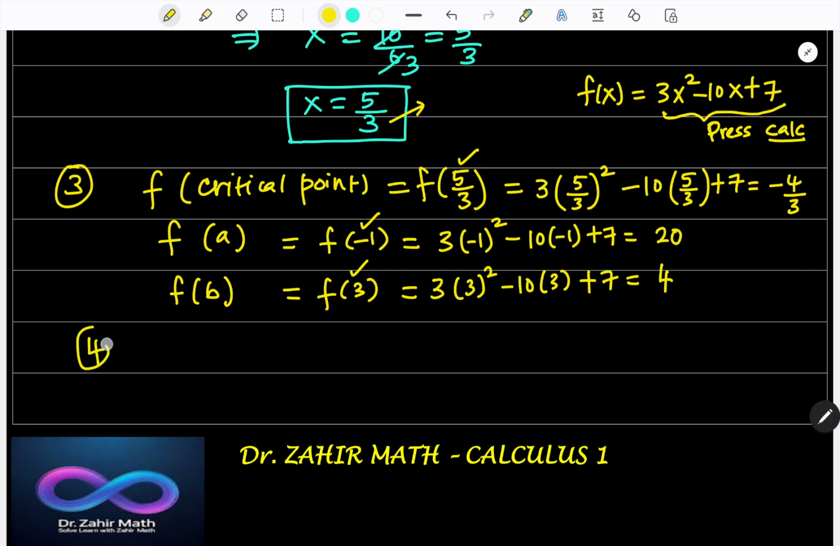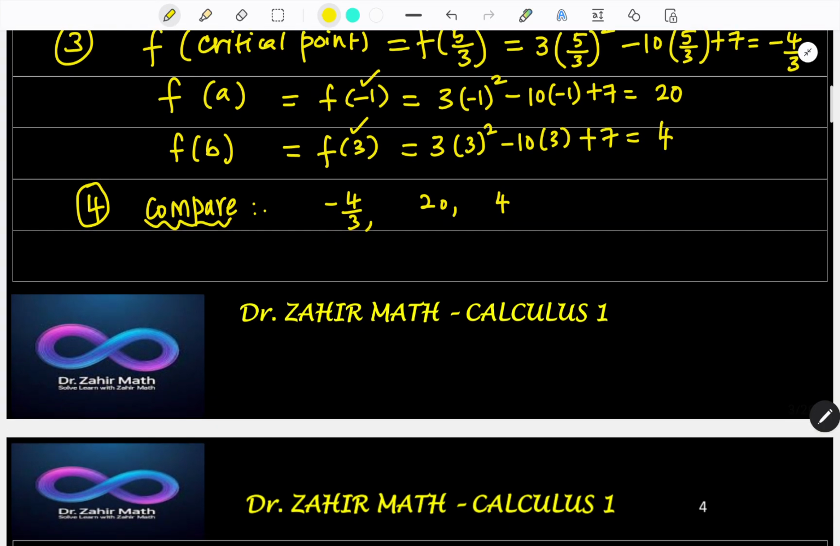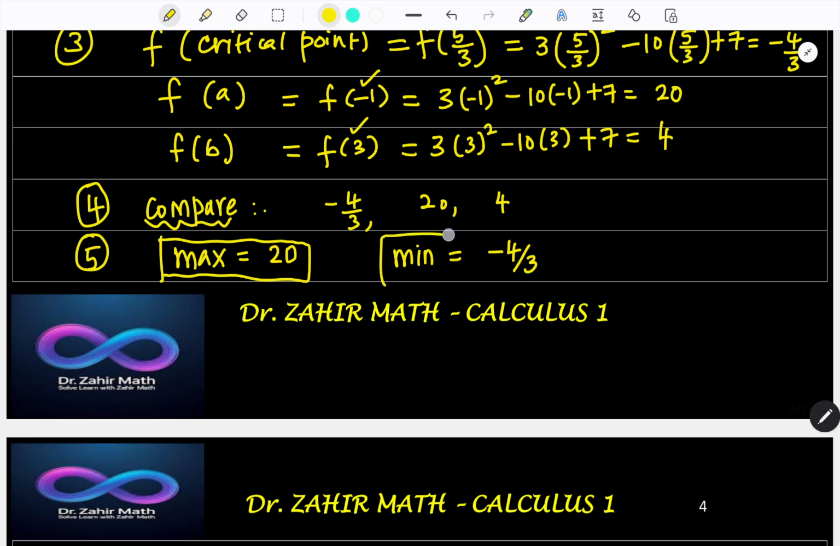What is step number 4? Compare the values. What are the values? Minus 4 by 3, 20, and 4. Right. What is the conclusion you are going to give? The conclusion is you are going to write the maximum value. Which is the biggest value? 20. What is the minimum value? Minus 4 by 3. Right. So this is the maximum value and this is the minimum value.